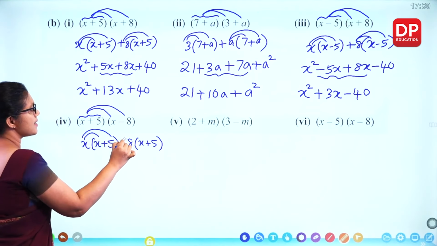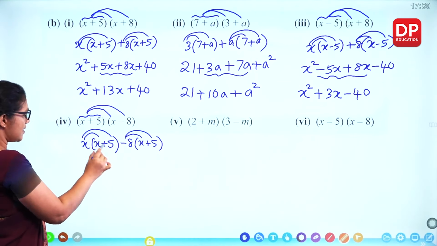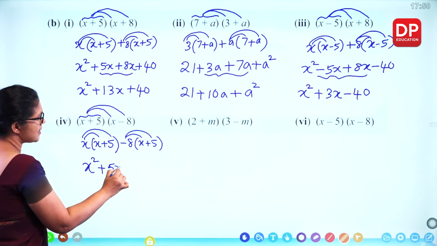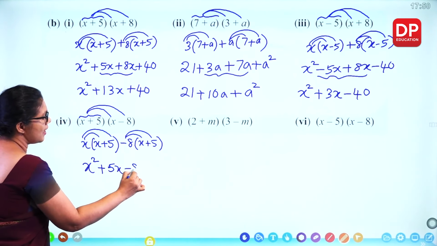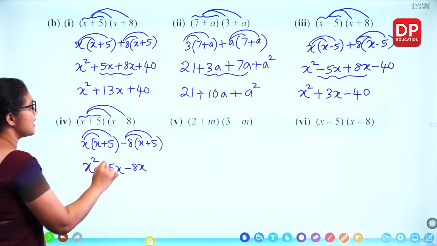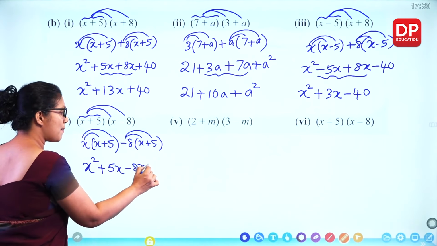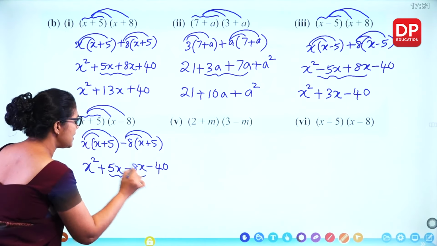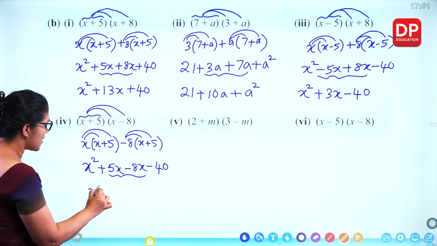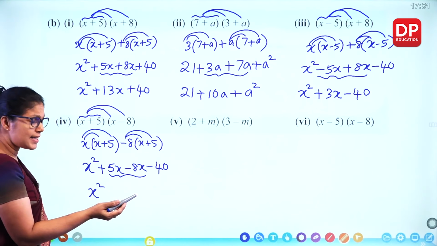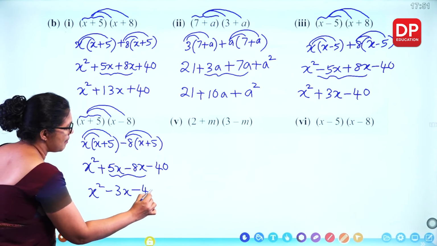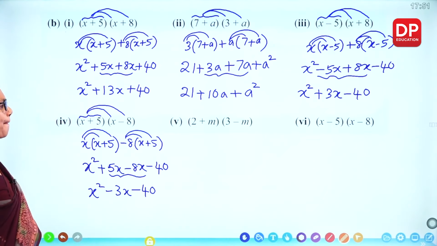Now expand brackets again. X into x becomes x squared. X into 5 becomes 5x. Minus 8 into x becomes minus 8x. Minus 8 into plus 5 becomes minus 40. Simplify this. You get x squared plus 5 minus 8. You get minus 3x minus 40 here.